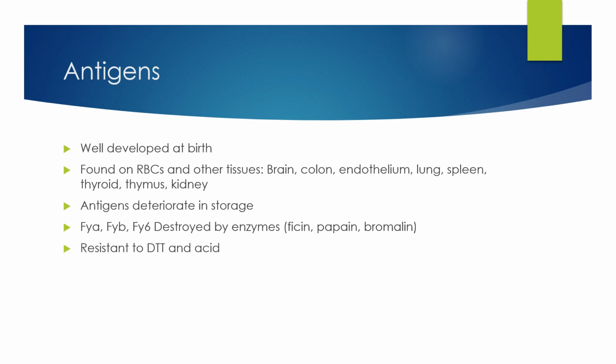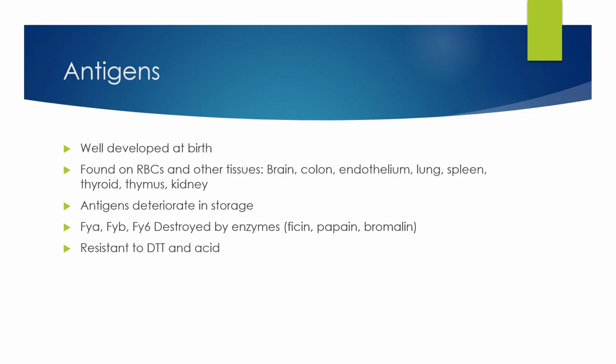The Duffy antigens are well developed at birth and found on red blood cells and other tissues, such as the brain, colon, endothelium, lung, spleen, thyroid, thymus, and kidney tissues. Duffy antigens are known to deteriorate in storage, so it is important that when you are testing with out-of-date cells, you confirm the antigen presence when ruling in or ruling out antibodies.